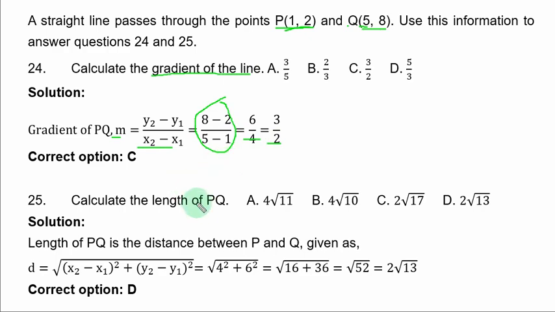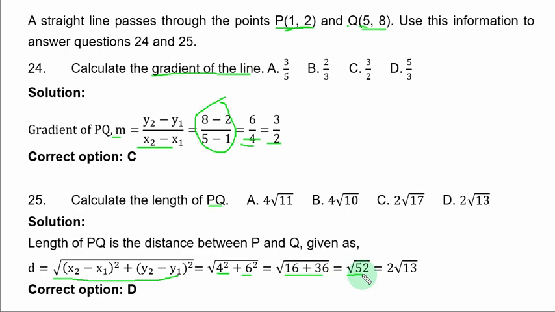Calculate the length of PQ. Length of PQ is the distance between P and Q, and it is given by this expression. Already it's very clear. x2 minus x1, you have 4. You just put 4 there and square it. y2 minus y1 is 6. You square 6. So you have 16 plus 36 in square root. When you add, you have root 52.